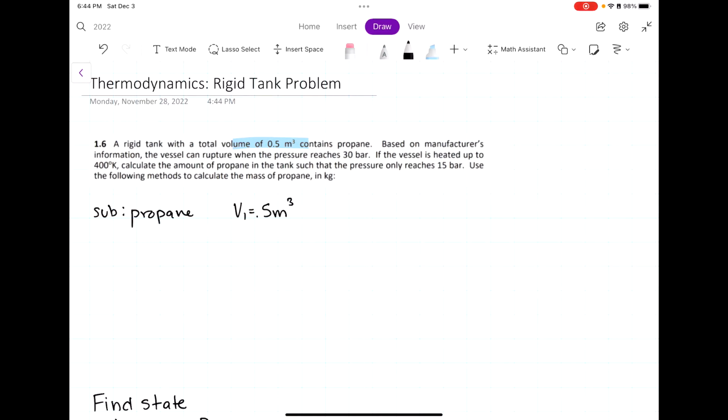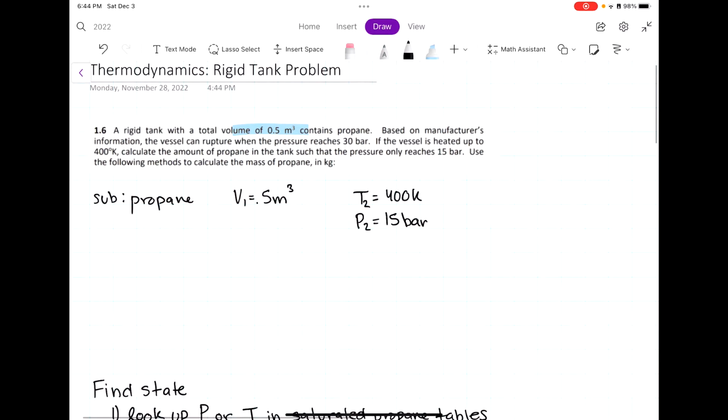If the vessel is heated up to 400 Kelvin, we need to calculate the amount of propane in the tank such that the pressure only reaches 15 bar. Alrighty, so P2 is going to reach 15 bar. So this is the important information that we have, right? This is a closed system problem because there's no mass crossing the boundaries.